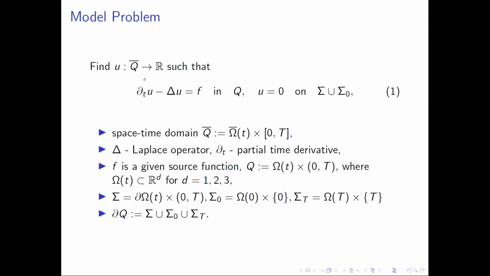If you have a typical heat equation like this, then we consider a space-time domain. Particularly, you can do this for a moving space-time domain, where this is a Laplace operator, and then we also have the partial time derivative. You have a given source function f, and Sigma is the boundary, with Sigma 0 being the initial condition and Sigma T the final time of the simulation. So the whole boundary is defined by Sigma, Sigma 0 and Sigma T.